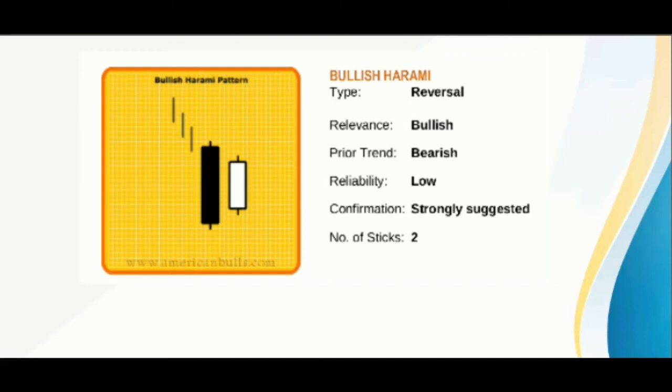However, it is followed by a small white body the next day. This may signal a trend reversal, since the second day's small real body shows that the bearish power is diminishing.